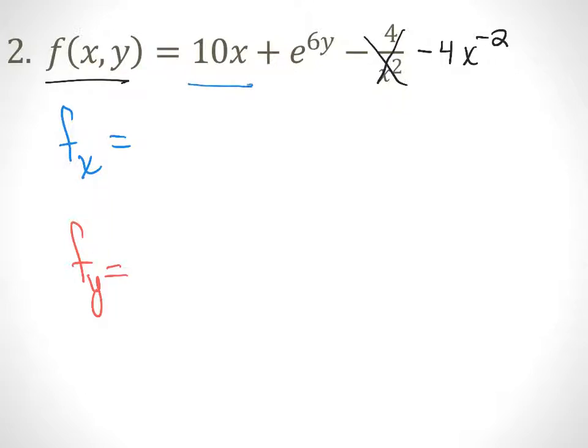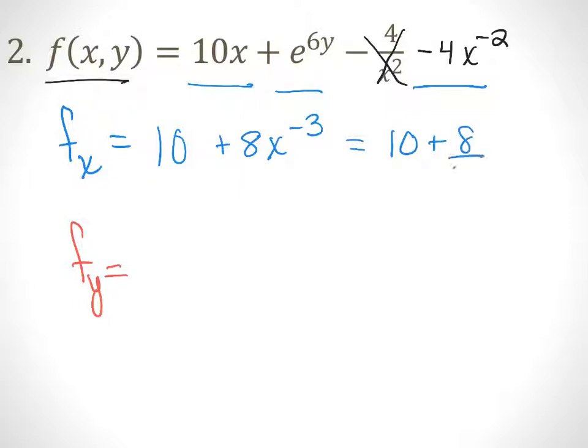So let's do f sub x first. 10x has an x in it. The derivative of that linear term is 10. E to the 6y, no x. Its derivative with respect to x is 0. Next term, yes, there's an x. We have a derivative that isn't 0. Bring the negative 2 down times negative 4 is positive 8, x to the negative 3. Yes, you can rewrite that as plus 8 over x cubed. If you're going to be doing second order partial derivatives, though, you're going to want to leave it like this.